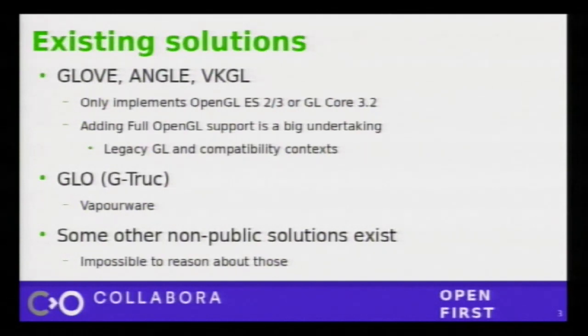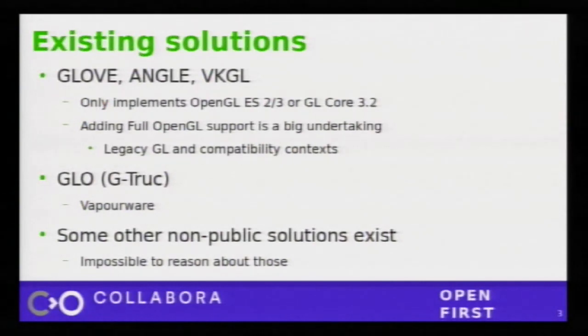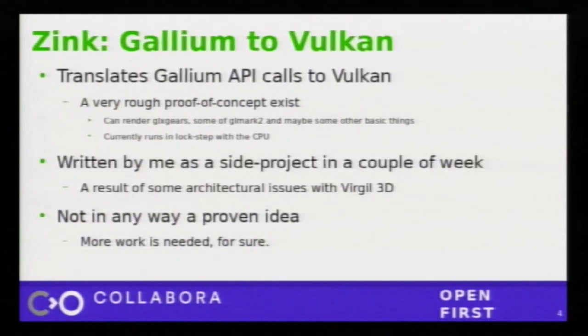There are some existing solutions. The short takeaway here is that none of them really does what I'm going out to do. None of them supports full-blown OpenGL. None of them are implemented as part of Mesa. There are some other implementations that I don't really have all the details about because they're proprietary and secret. So what I'm proposing is a Gallium driver in Mesa that translates Gallium API calls to Vulkan.